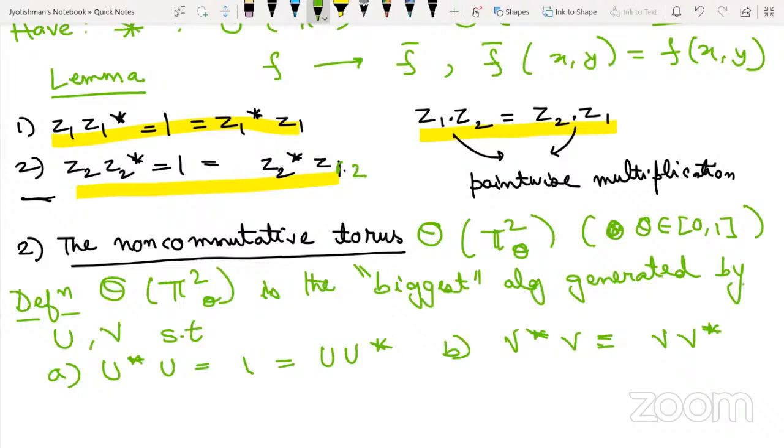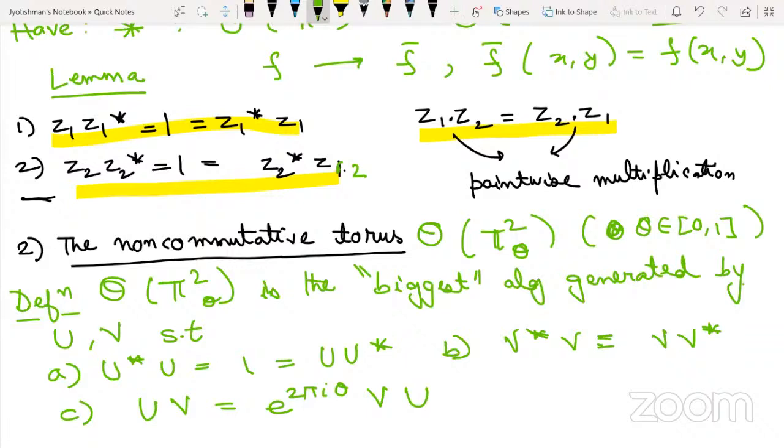No surprises up to here, but then I have this condition. So if theta equals 0, you actually get back O of T2. The algebra becomes commutative.